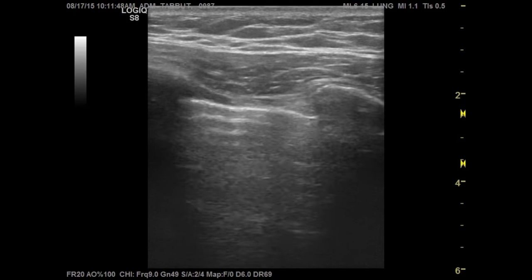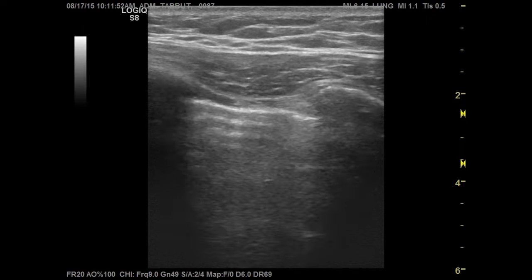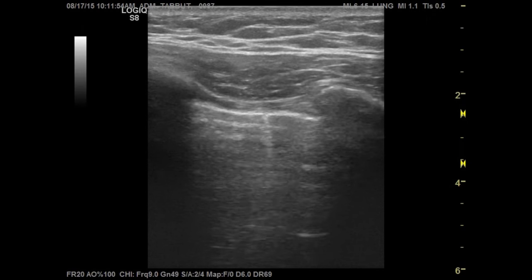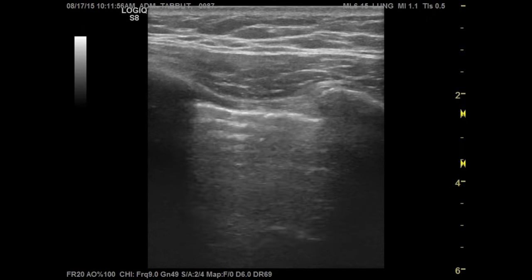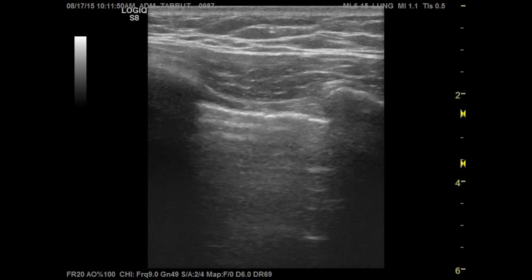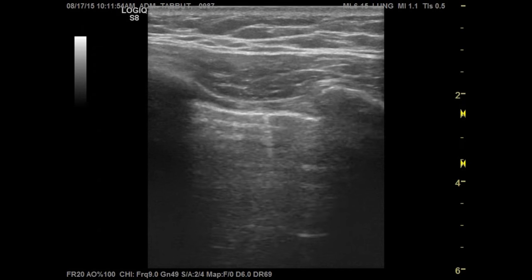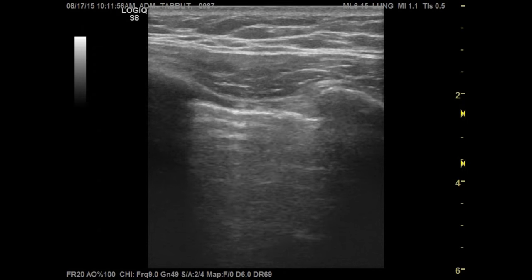So remember, the very first thing that we want to know as we're scanning these patients is: is there lung sliding, yes or no? It's very binary: do you see sliding, or do you not see sliding? And we can use that to make decisions with regards to the source or cause of the patient's dyspnea. So that's the number one thing. Do you see lung sliding?